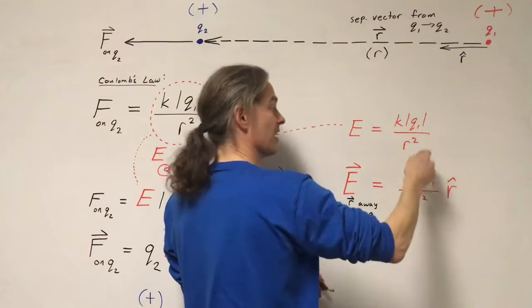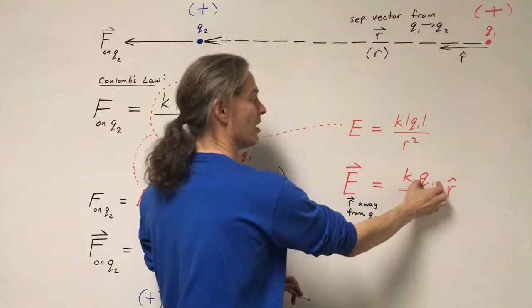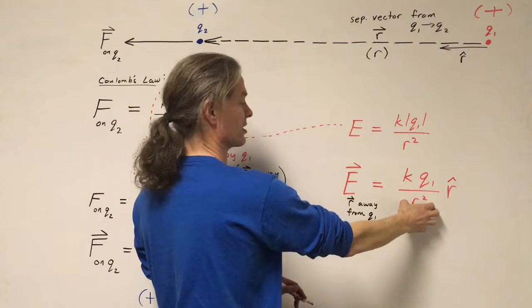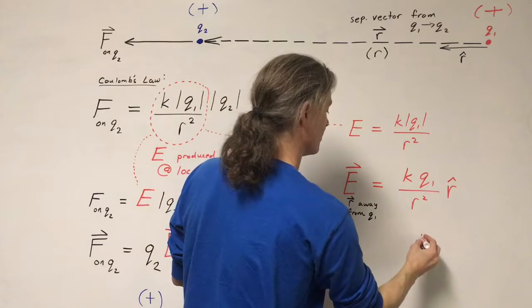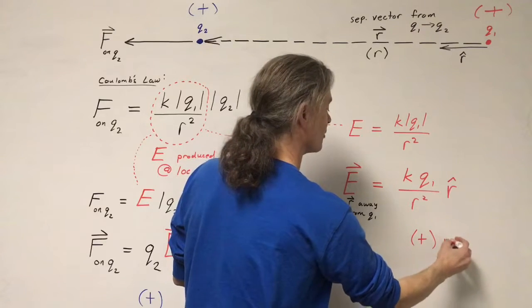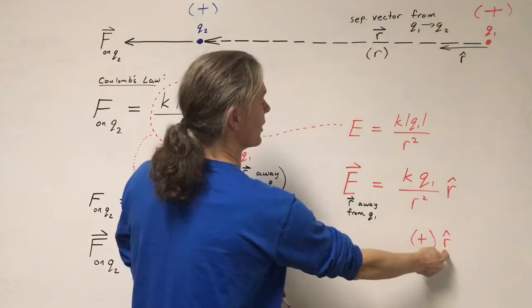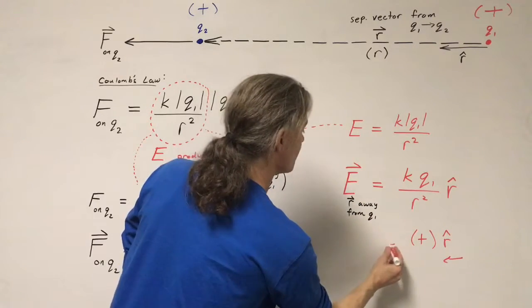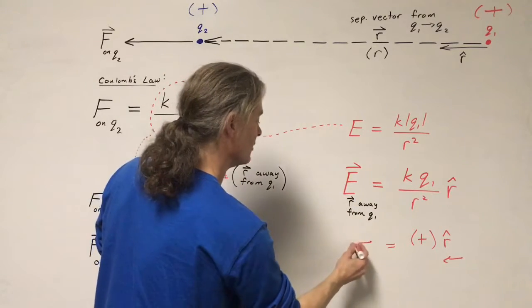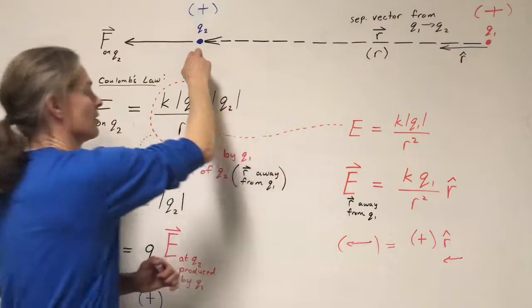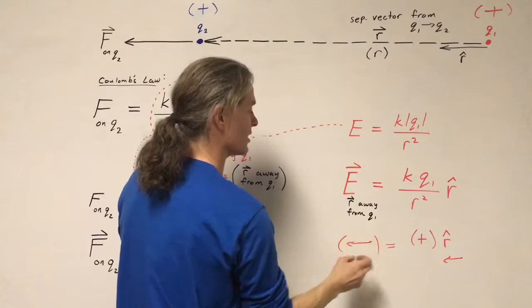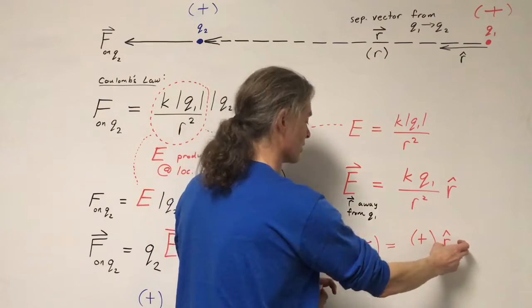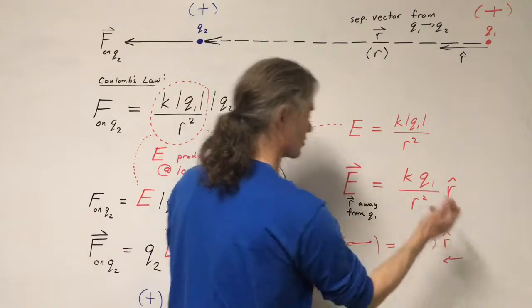We note in this case charge 1 is positive, so I'd have a positive number here. K is a positive constant. This will obviously be positive. So I've got overall positive stuff multiplied by our unit vector. Our position unit vector was to the left. So the overall electric field direction at the location of charge 2 produced by charge 1 has to be to the left. If you have a positive number multiplying a vector, the result is a vector in the same direction.